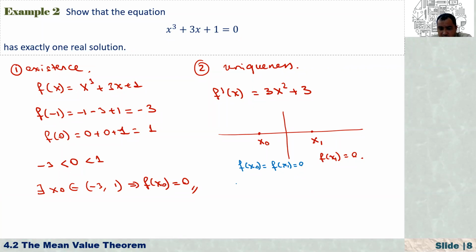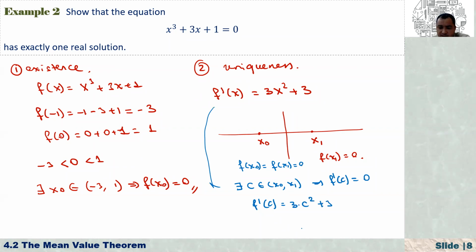If it is so, then there must exist, by Rolle's theorem, some point c over the interval x sub 0 and x1, where f prime of c should be equal to 0. But what is f prime of c? We have already differentiated: it is equal to 3 times c squared plus 3, right? And when is it equal to 0? Never. It is always greater than or equal to 3.